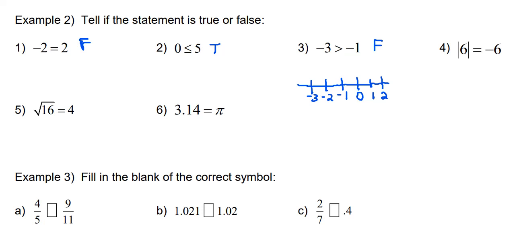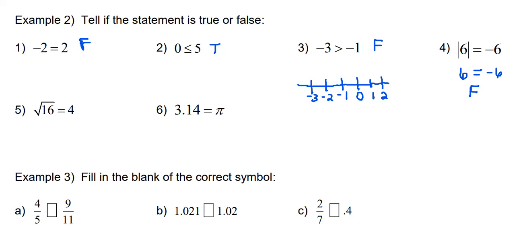All right, for number 4, we have the absolute value of 6 equals -6. Well, first, let's talk about what absolute value means. Absolute value means it's asking how far is the number from 0 on the number line. So how far is 6 from 0 on the number line? It's 6 spaces. Absolute value can never be negative because it's a distance. It's how far a number is from 0 on the number line. So the absolute value of 6 is 6. Does that equal -6? No. So that would be false.